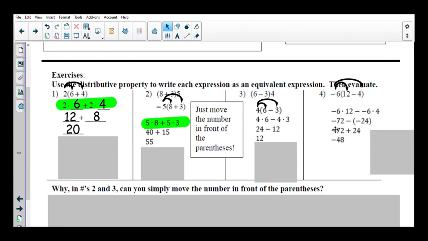And again, you can skip. I'll go ahead and highlight this in blue. You could skip this step to get negative 48.